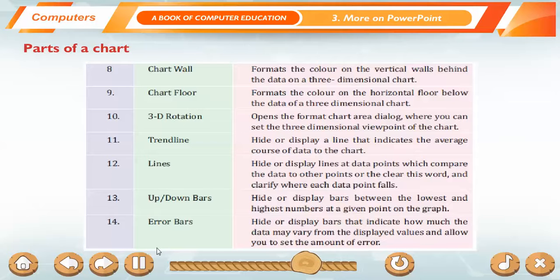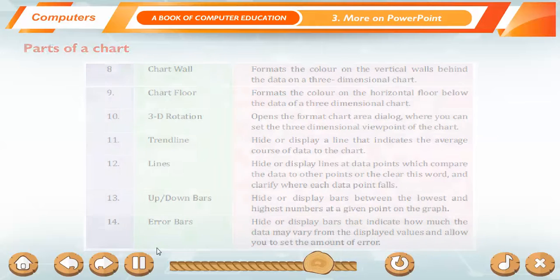Trend line. Hide or display a line that indicates the average cost of data to the chart. Lines. Hide or display lines at data points which compare the data to other points and clarify where each data point falls. Up or down bars. Hide or display bars between the lowest and highest numbers at a given point of the graph. Error bars. Hide or display bars that indicate how much the data may vary from the displayed value and allow you to set the amount of error.